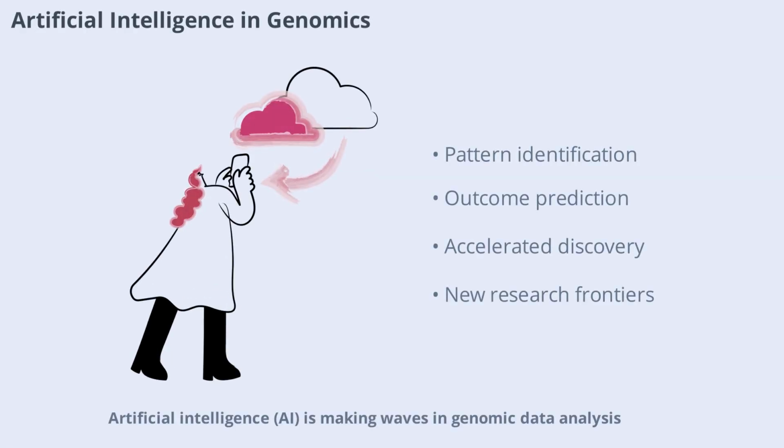Artificial intelligence (AI) is making waves in genomic data analysis. AI algorithms can identify patterns, predict outcomes, and even suggest new research directions. By integrating AI with genomics, scientists are accelerating discoveries and opening new frontiers in biology and medicine.